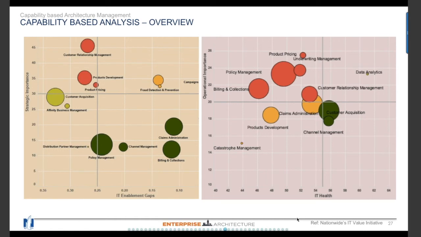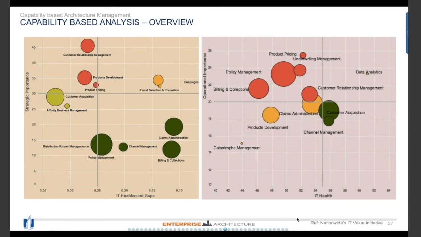You can see in this diagram that on the left side you have strategic importance, and on the right side you have the IT enablement gap. From an investment point of view, you have to look into CRM, product development, and product pricing. However, from an operational importance point of view, billing and collection and policy management are the two big areas that require attention.